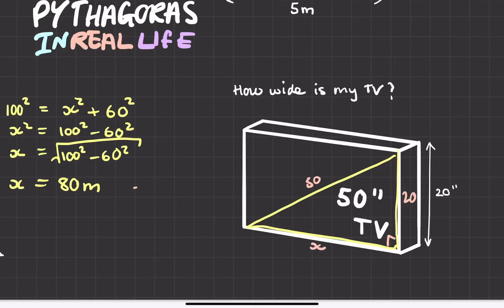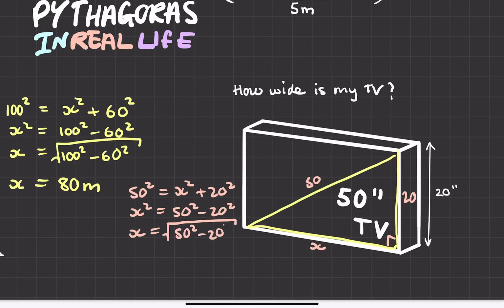So we'll write down 50 squared, because that's my hypotenuse, is equal to x squared plus 20 squared. Think about your fact families. So x squared equals 50 squared take away 20 squared. And then we're going to square root that. So on my calculator, that's going to be the square root of 50 squared minus 20 squared. Let me type that in and see what we get. 50 squared, take away 20 squared. That gives me an answer of 45.83 inches. So here I've rounded that to 2 decimal places.